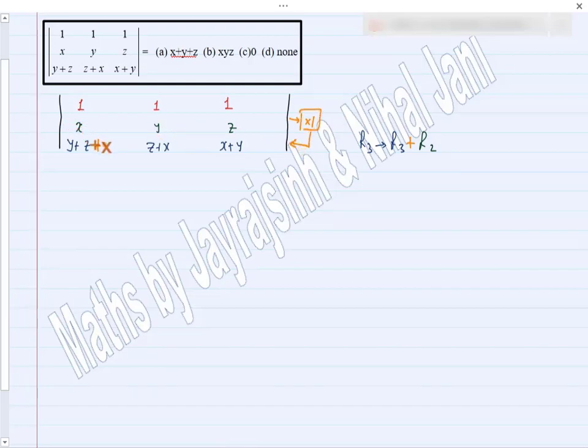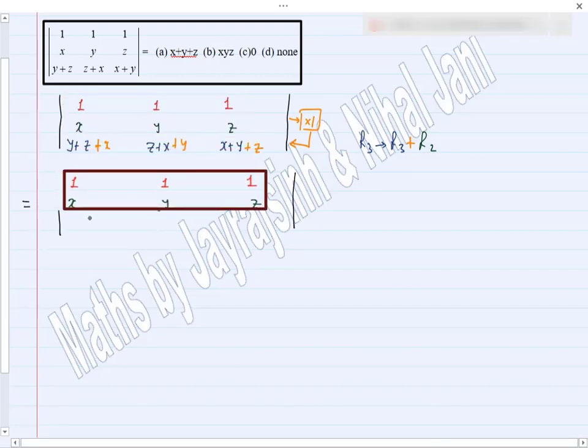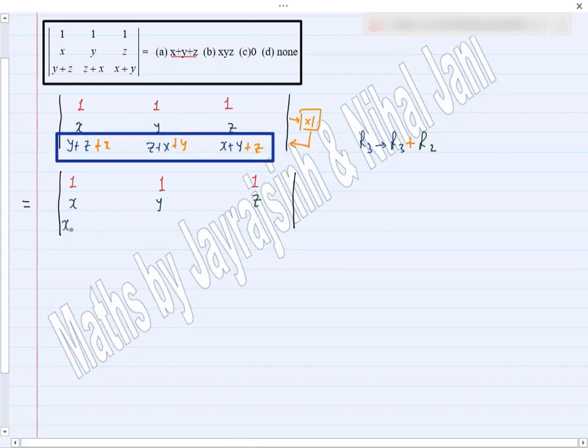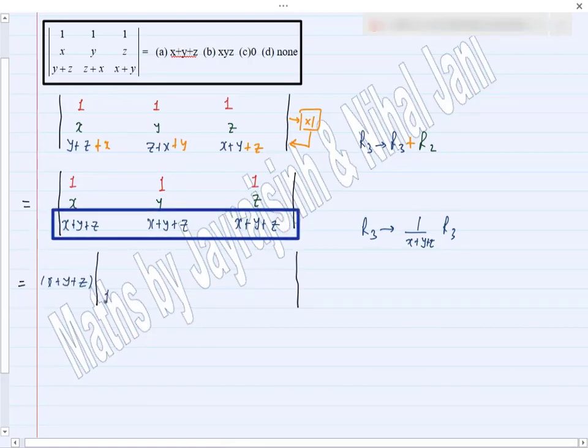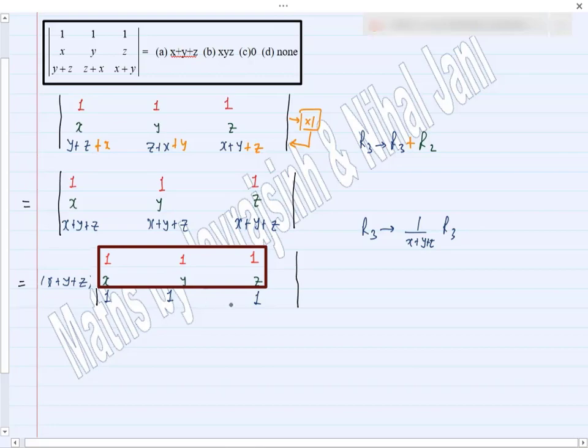So x ones are x, y ones are y, z ones are z. The first and second rows will be as they are, and our third row becomes x plus y plus z, x plus y plus z, and x plus y plus z. Now we can divide the third row by x plus y plus z. So we have to multiply x plus y plus z with the determinant, and the third row will be 1, 1 and 1. The rest of the two rows will be as they are, right?